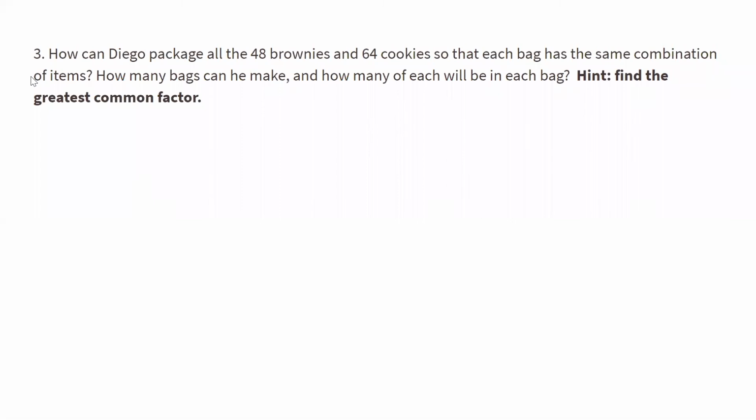So how can Diego package all the 48 brownies and 64 cookies so that each bag has the same combo of items? So we want to find the greatest common factor in this situation right here. And we can do that with our upside down cake method. So write 48 at the top of the cake and 64 and put it inside the top cake layer. So super appropriate that we're talking about cake for a bake sale. So right away I can tell that both of these numbers are even, so they can both be divided by 2. So I'm going to put a 2 out here.